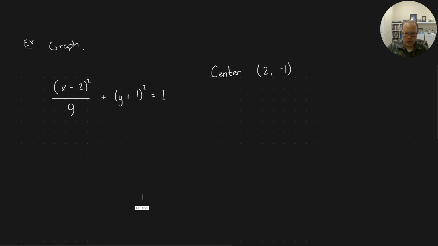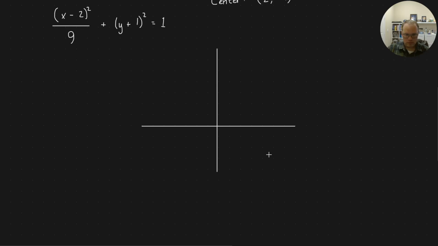And so let's graph it. So 2, negative 1: 2 out on the x, 1 down on the y. There's my center, (2, negative 1). In the x direction, I'm going to move left and right 3 units because 3 is the square root of 9. So from the center, 1, 2, 3 units. 1, 2, 3 units. Okay.